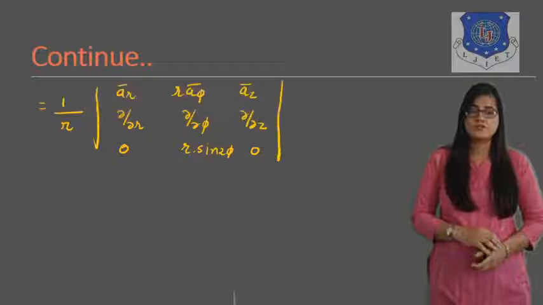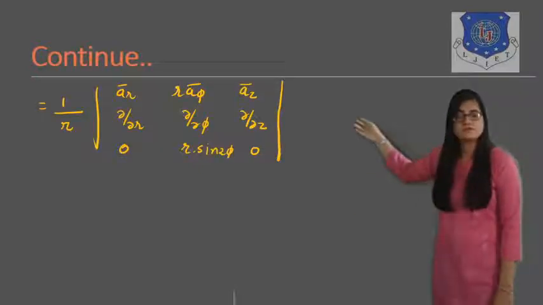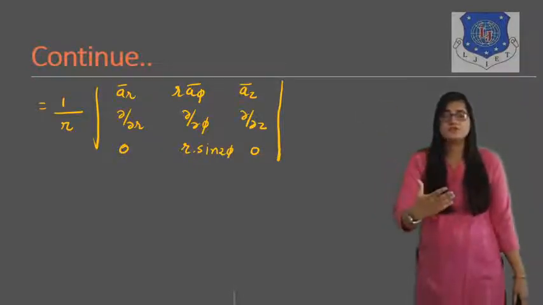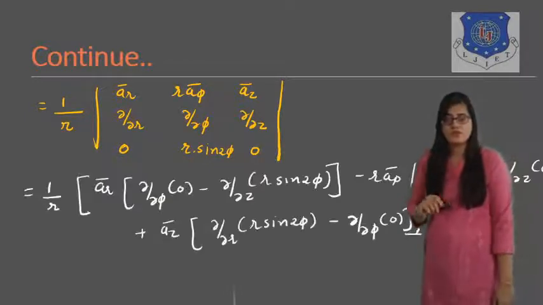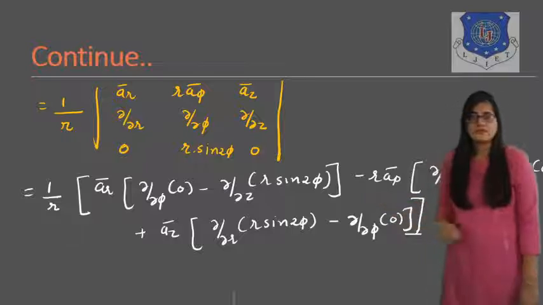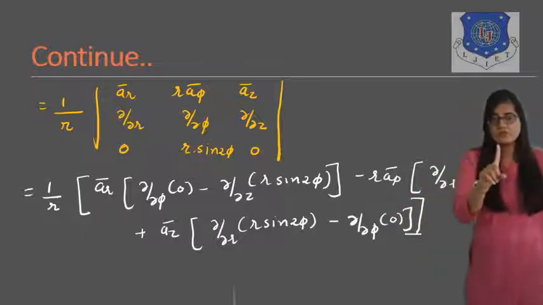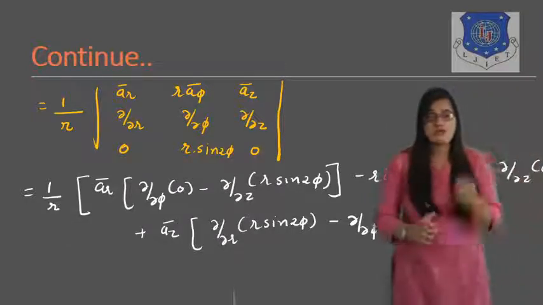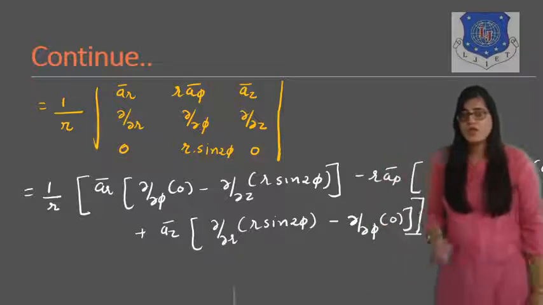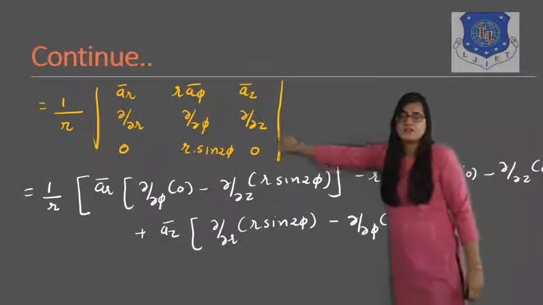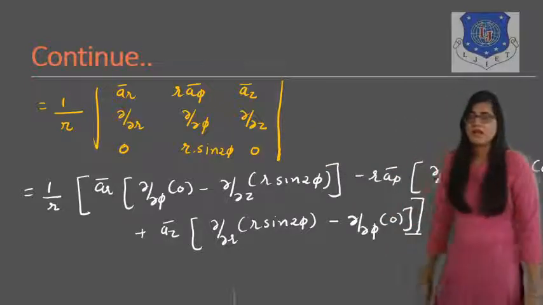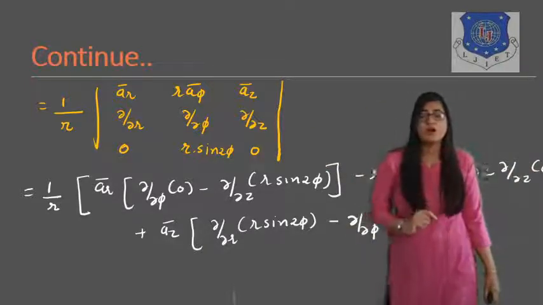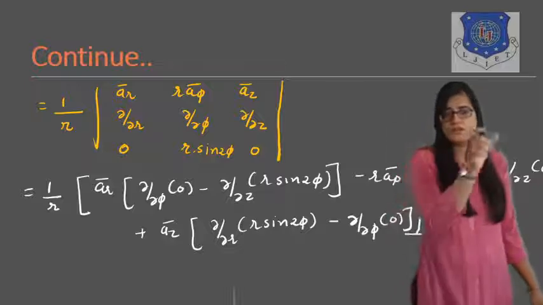If you put the values in the equation, it looks like this. Now again, let's do the determinant of the given equation. So if we do the determinant, then 1 upon r will be as it is. For the first component, you have to do the minor of the second and third column, means del by del phi of 0 minus del by del z of r sin phi, minus r a phi.